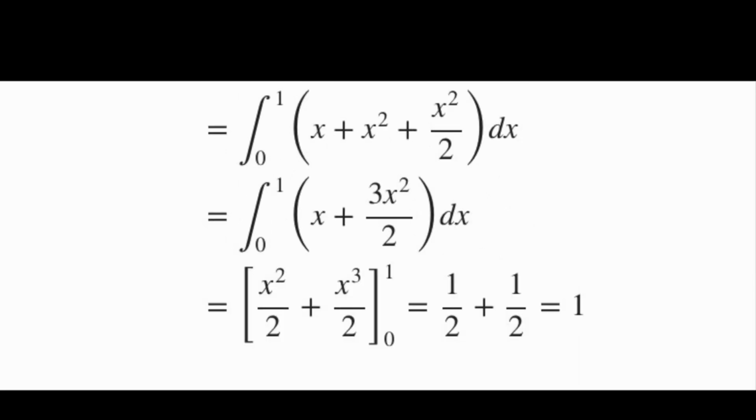The next step is integrating the equation with respect to y, with limits from 0 to x. By substituting the limits, a new equation is obtained, which is the integral from 0 to 1 of x plus x squared plus x squared over 2 dx. And the final step is integrating the equation with respect to x, with limits from 0 to 1. The final answer will be equal to 1. This is the simplest example of how to do a triple integral step by step.